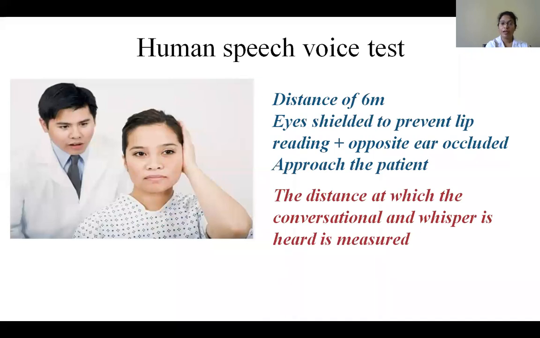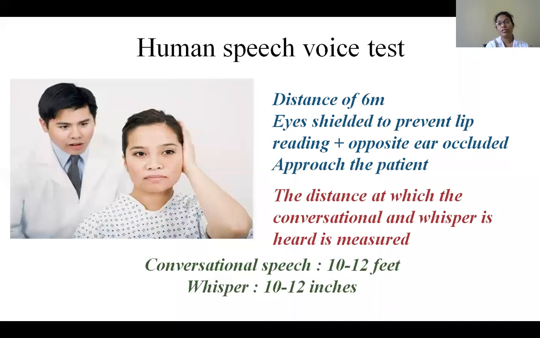Normally a person will hear conversational speech from a distance of 10 to 12 feet, whereas the whisper should be heard from a distance of 10 to 12 inches. So for the human speech voice test, conversational speech is normally heard from a distance of 10 to 12 feet, whereas the whisper should be heard from a distance of 10 to 12 inches. It's an easy thing to remember.